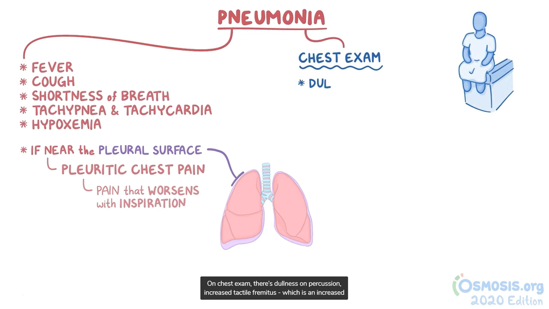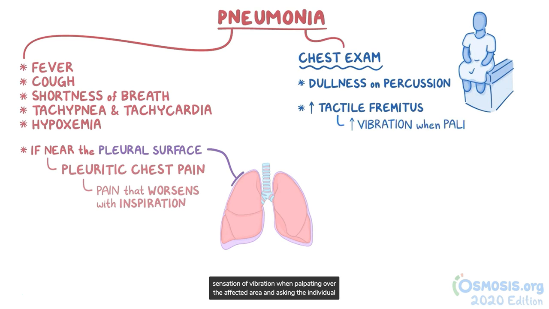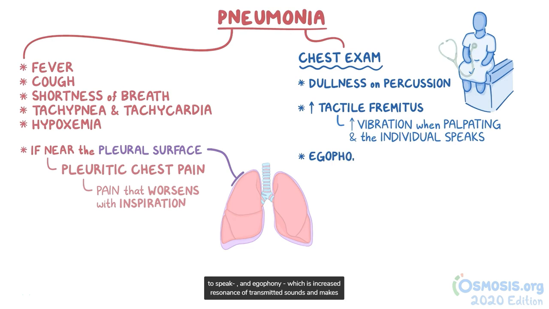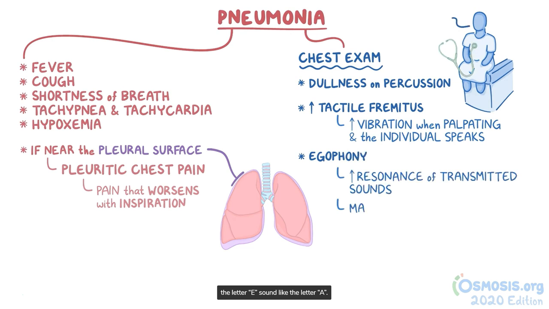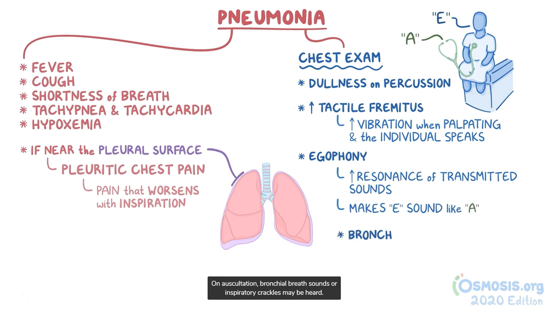On chest exam, there's dullness on percussion, increased tactile fremitus, which is an increased sensation of vibration when palpating over the affected area and asking the individual to speak, and egophony, which is increased resonance of transmitted sounds and makes the letter E sound like the letter A. On auscultation, bronchial breath sounds or inspiratory crackles might be heard.